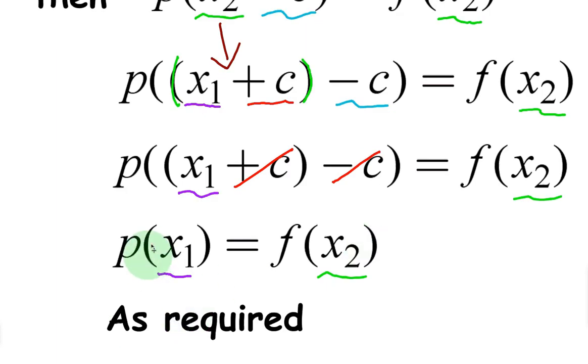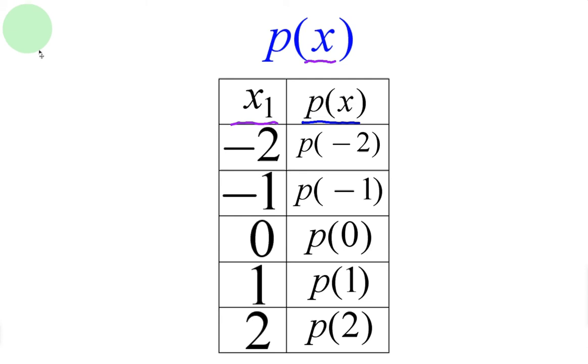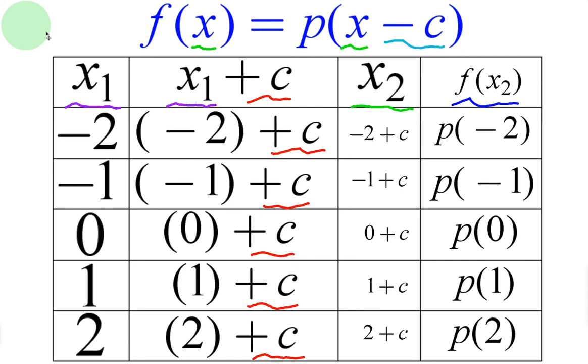In other words, the y values for our original x values, negative 2, negative 1, 0, 1, 2, are going to be the same y values as when we plug in our new x values, when we make x1 plus c equal to x2, when we add c to our original x values to get our new x values. Pretty crazy. In general, this is what our general chart for our parent function is going to look like: negative 2, negative 1, 0, 1, 2, with their corresponding p values or y values. All we're going to do is add c to our original x values.